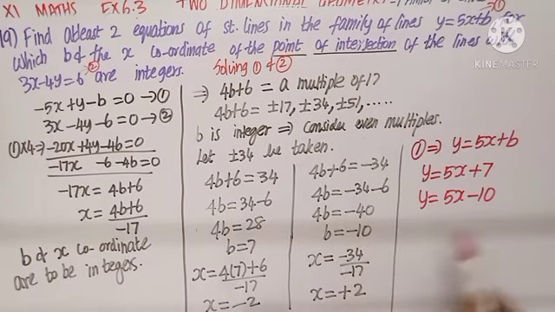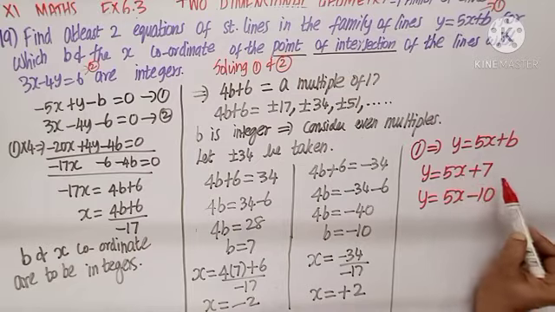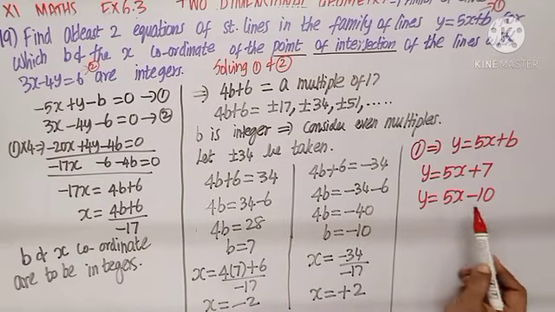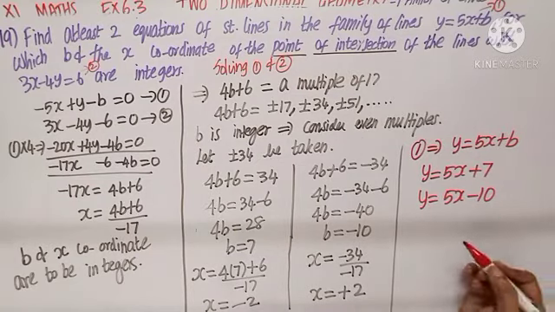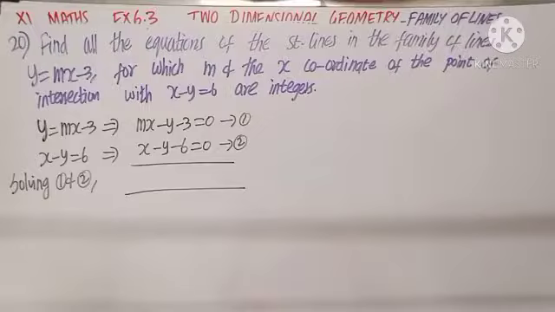Putting b value back in equation 1, I get y equals 5x plus 7 or y equals 5x minus 10, and these are the required straight lines of the family.